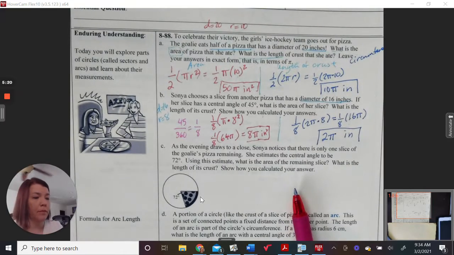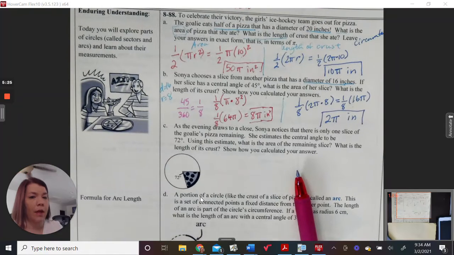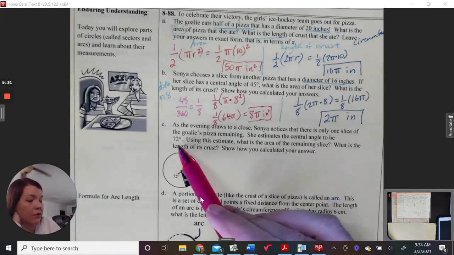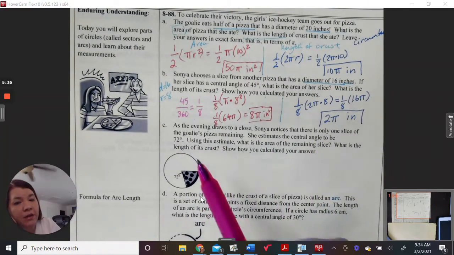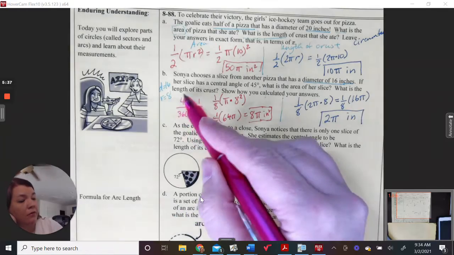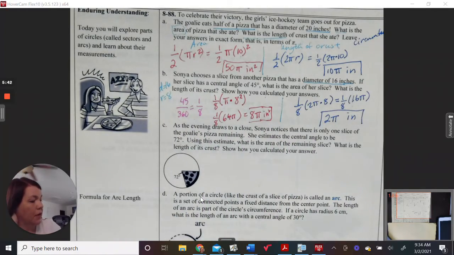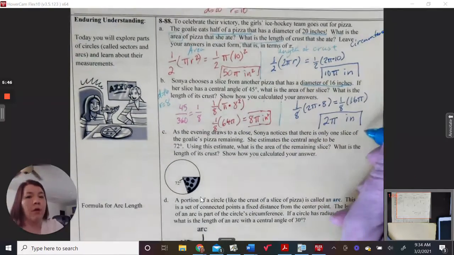As the evening draws to a close, Sonia notices there's only one slice of the goalie pizza remaining. She estimates the central angle to be 72 degrees. Using this estimate, what's the area and what's the length of the crust? So we'll start by figuring this out, and it's the goalie's pizza. If you recall, r is 10, and D is 20.